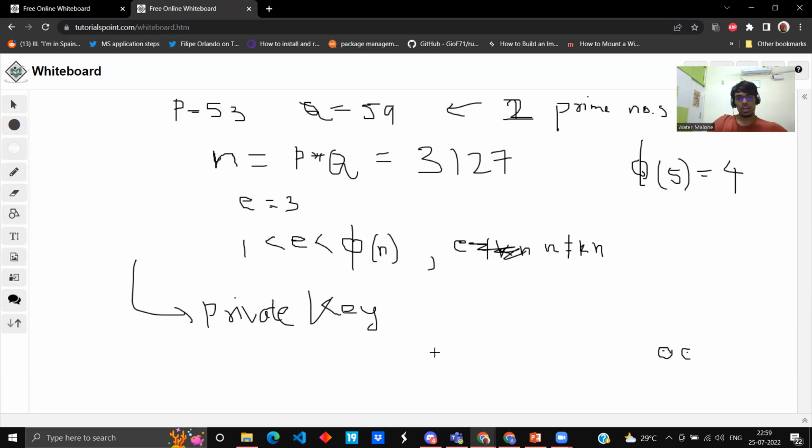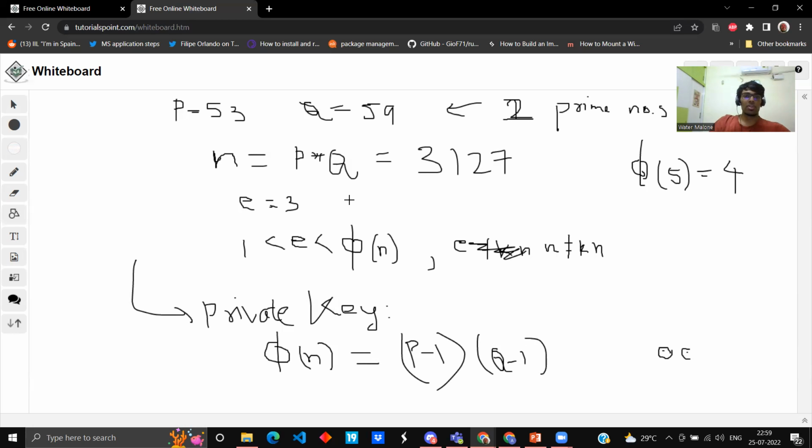So when you create the private key, again you take a product of two numbers. This time the product of two numbers that you take should be equal to p minus 1 into q minus 1. Okay, so when you compute this value for the p and q that we have taken, we get, in this case, 3016.